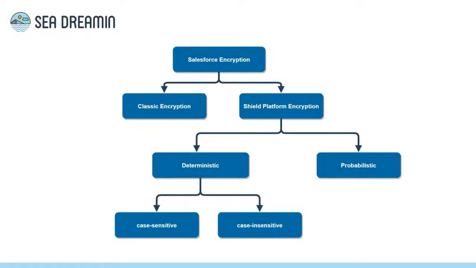I have given a visual classification of the encryption Salesforce offers. The first two are classic encryption and Shield Platform Encryption, which we have already seen. The next one is that Shield Platform Encryption is also divided into deterministic or probabilistic. And again, under deterministic, there are two options, case sensitive or case insensitive encryption. So let us see deterministic and probabilistic in detail. Let us move on to the next slide.